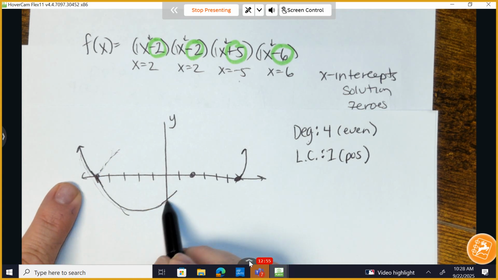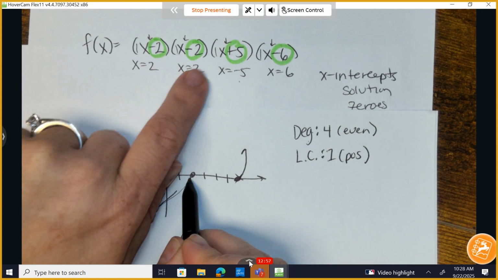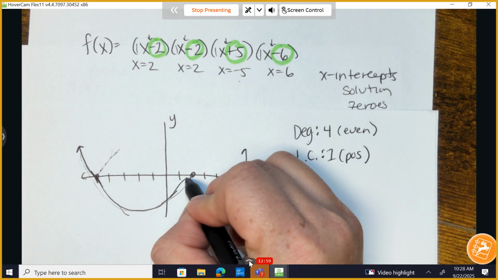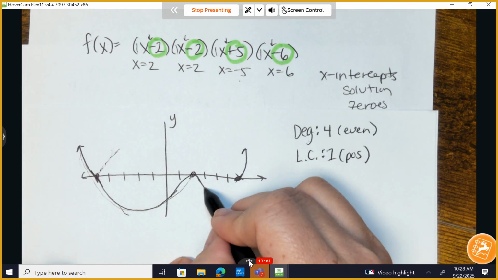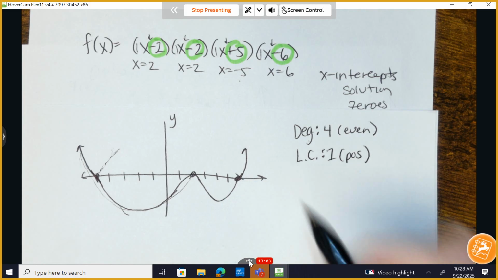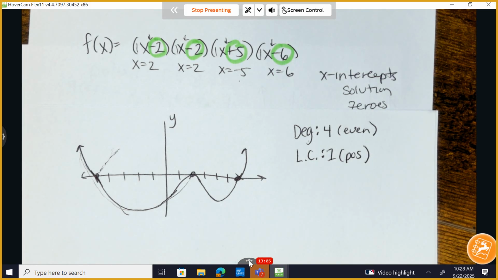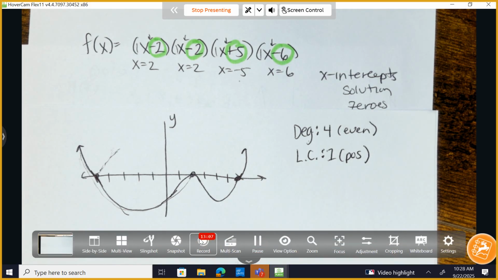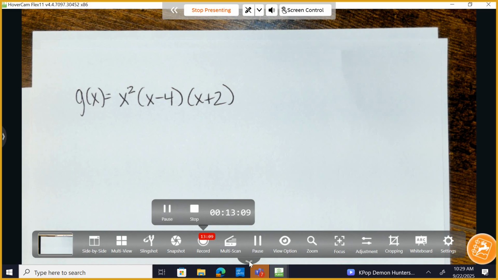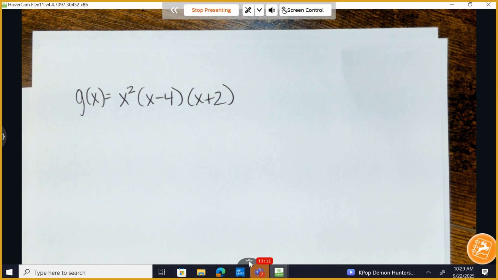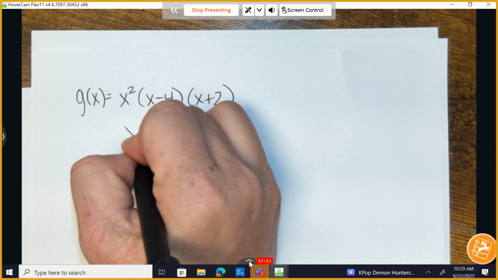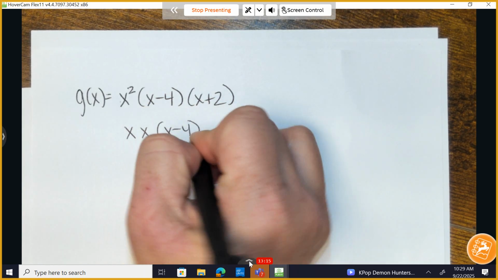So I go down. When I get to 2, I have a duplicate solution, so it needs to bounce off. And then it comes right back to 6 that cuts through, and this problem is done. All right, so our second example in this form. By the way, remember x squared is the same as x times x.